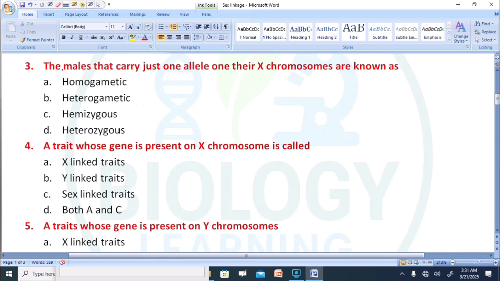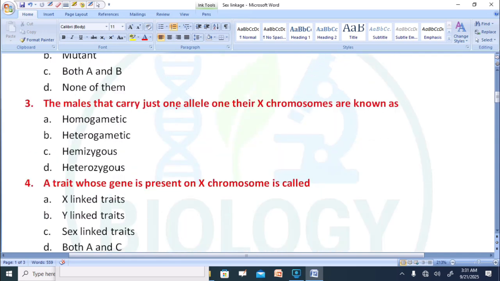The next question: the males that carry just one allele on their X chromosomes are known as option A homogametic, option B heterogametic, option C hemizygous, option D heterozygous. So the right option is option C, hemizygous.